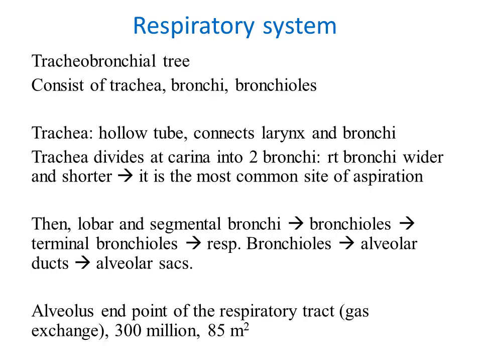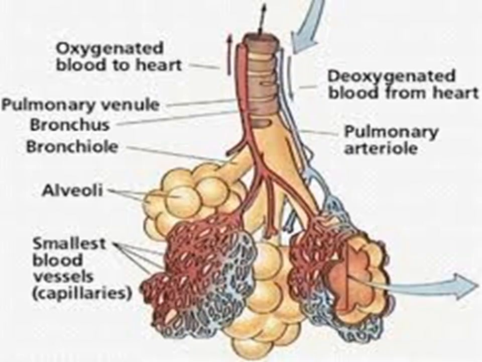Then we have lobar, segmental bronchi, bronchioles, terminal bronchioles, respiratory bronchioles, alveolar ducts قنوات الحويصلات الهوائية، و alveolar sac اللي هي الحويصلات أو الأكياس الهوائية. In the lung, approximately there are 300 million alveoli, which equals approximately 85 meters squared. It is the area for the gas exchange. This picture clarifies the process of gas exchange.